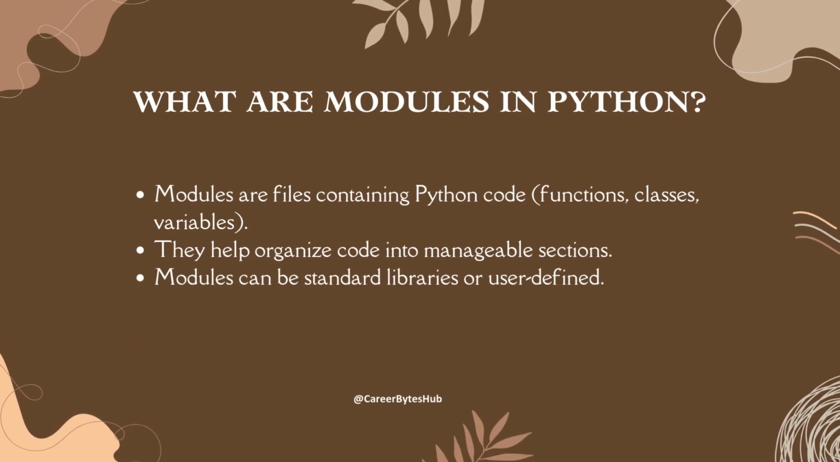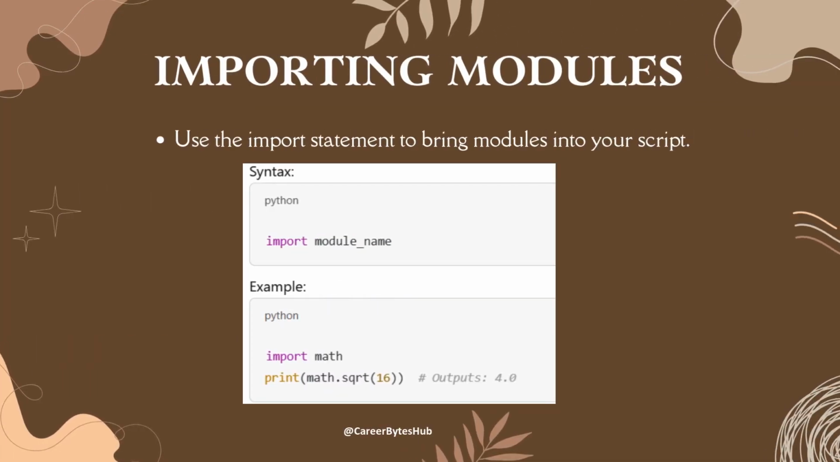Modules in Python are files that contain Python code, including functions, classes, and variables. They help organize your code into manageable sections, making it easier to maintain and reuse. Modules can come from Python's standard library or be user-defined. To use a module in your script, you need to import it using the import statement.